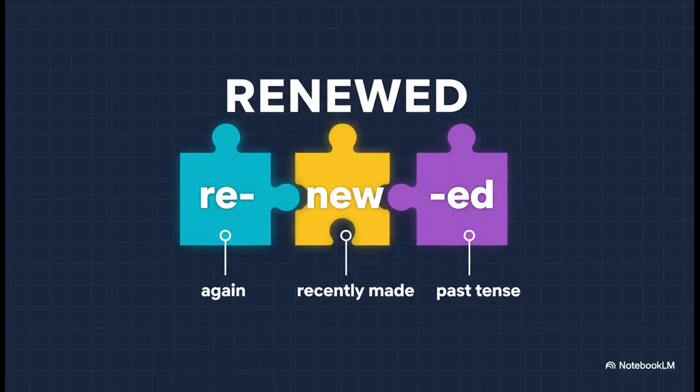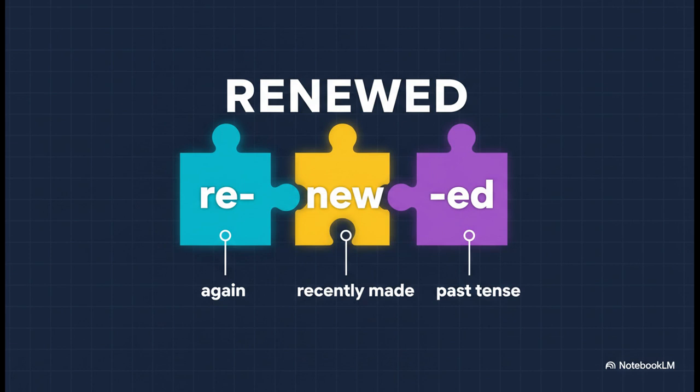Let's take the word renewed. This isn't just one block. It's actually three distinct morphemes working together. You've got re, which means again. You have the root, new, and you have ed, which we now know marks the past tense. So renewed literally means something was made new again in the past.